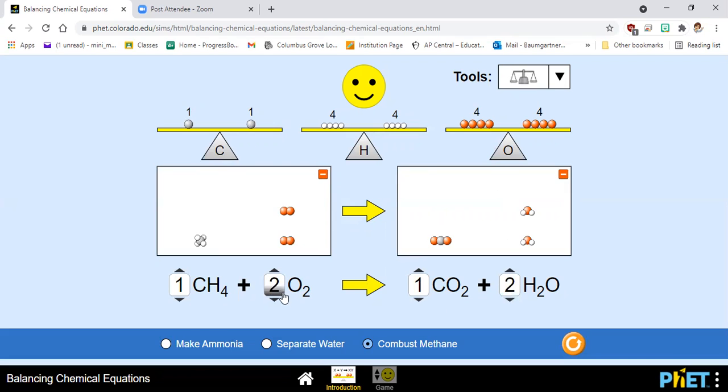And my oxygen, I have 4 on this side. 2 times 2 is 4. Here I have 1 molecule that has 2, so this has got 2. Here I've got 2 that each have 1, so that's 2 times 1. So I have 1, 2, 3, 4, and I'm balanced.